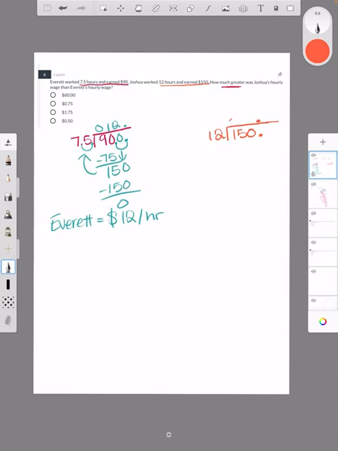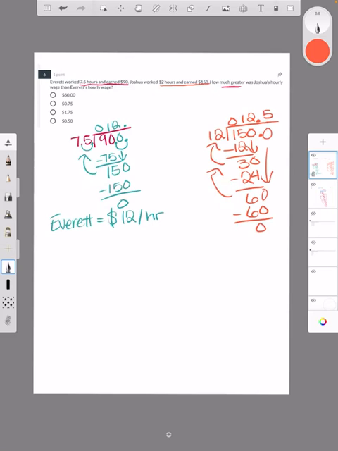12 can't go into 1, but 12 goes into 15 one time. And then 15 minus 12 gets me 3. I'm going to bring down my 0. 12 can go into 30 twice. 12 times 2 is 24. 30 minus 24 is 6. I'm going to bring down my 0. And then 12 can go into 60 five times. 12 times 5 is 60. 60 minus 60 is 0, and that's a terminating decimal.